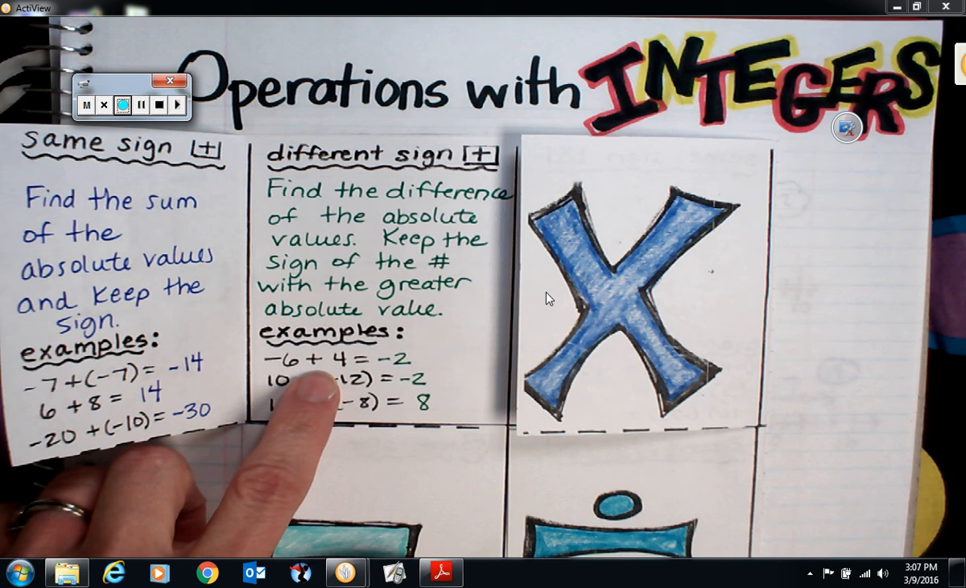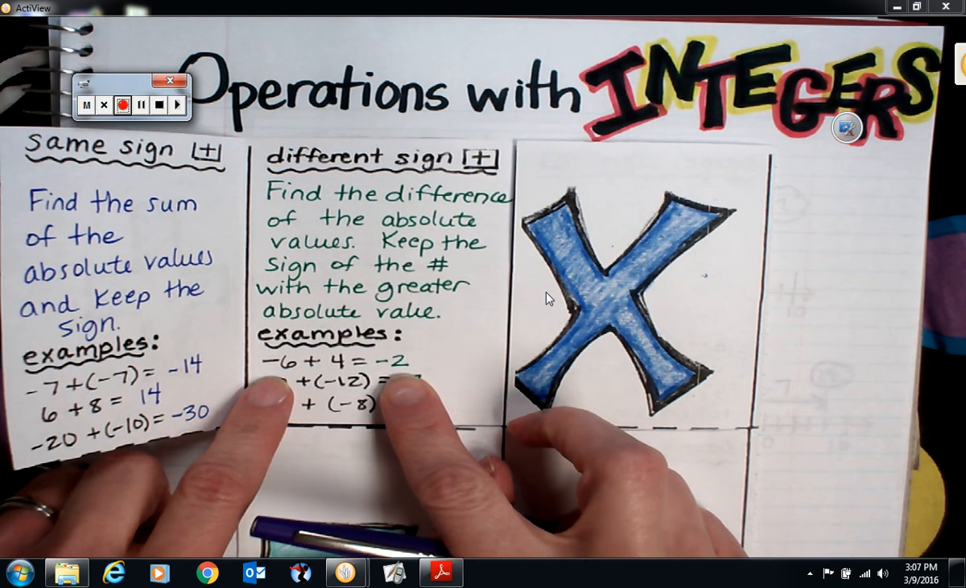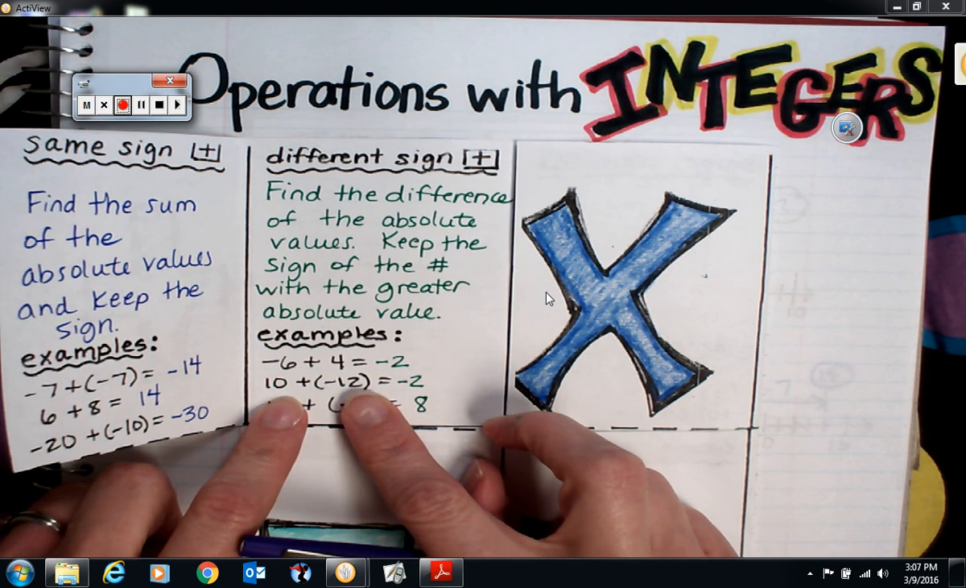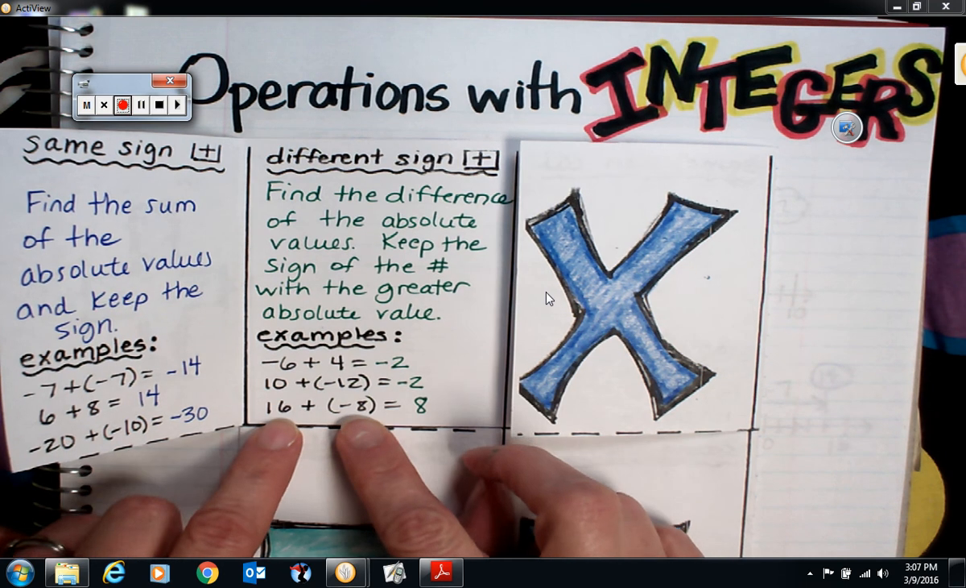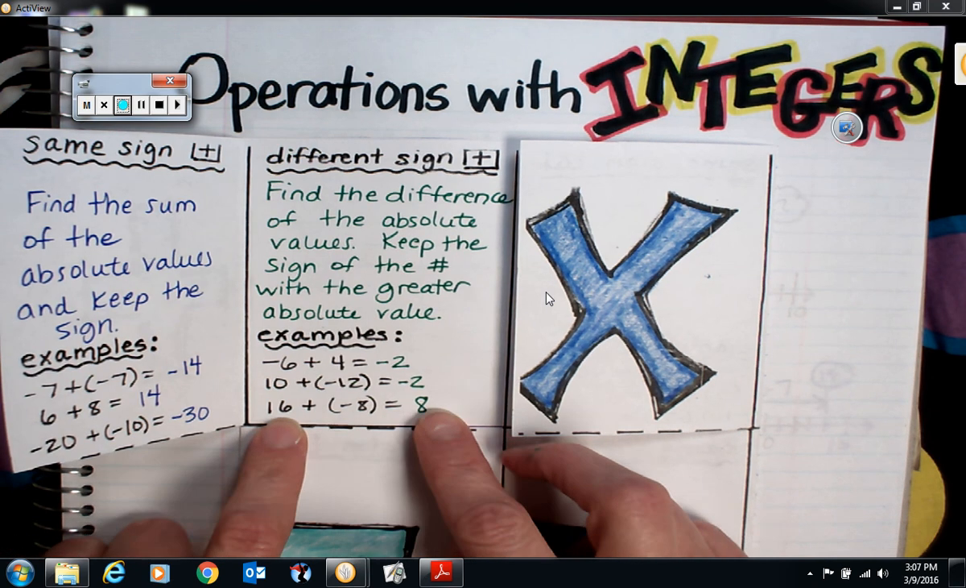Then we solved these examples here. The difference of 6 and 4 is 2. Negative 6 has the greater absolute value, so it's a negative 2. The difference of 10 and 12 is 2. Negative 12 has the greater absolute value, so your sum is a negative 2. The difference of 16 and 8 is 8. And the 16 has the greater absolute value, so your answer is a positive 8.